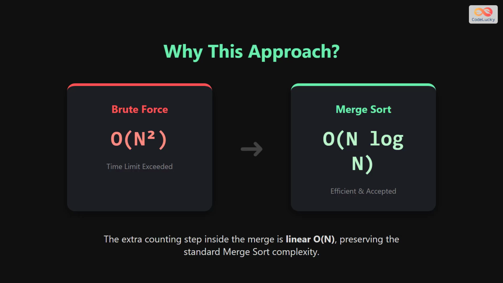Why do we go through all this trouble? The brute force method takes quadratic time, which will likely result in a time limit exceeded error on coding platforms. The merge sort approach, however, runs in O of n log n time. The counting step is linear, so it doesn't increase the overall complexity class of the standard merge sort algorithm.